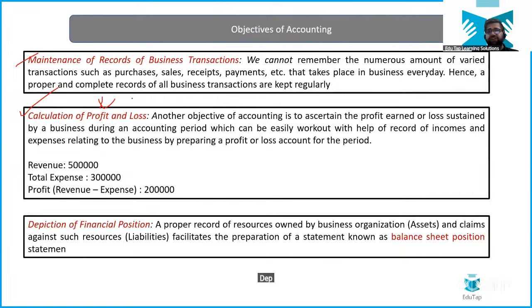Depiction of financial position. If you have to check the assets and liabilities, which particular financial statement will help you? Balance sheet. So depiction of financial position means how many assets are there and how many liabilities are there. And if I have to check, I will go to the balance sheet, right? So these are your three objectives. Clear, everybody? Do I need to repeat it? That is how recordings, calculation of profit and loss, and depiction of financial positions happen.